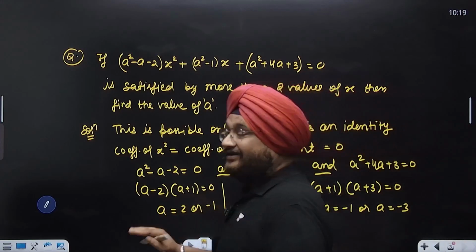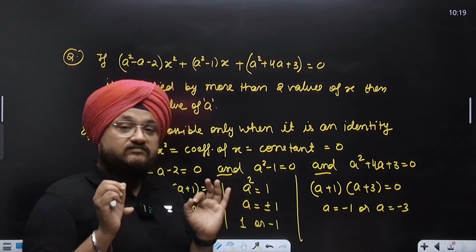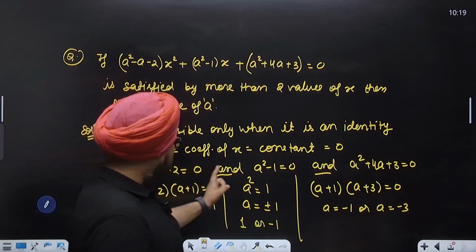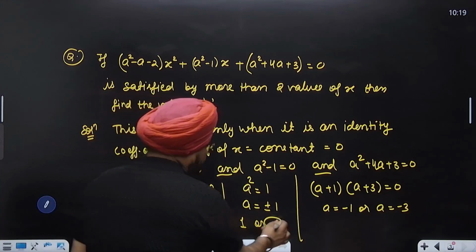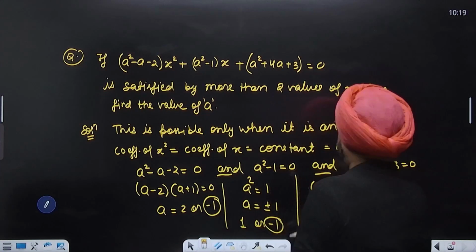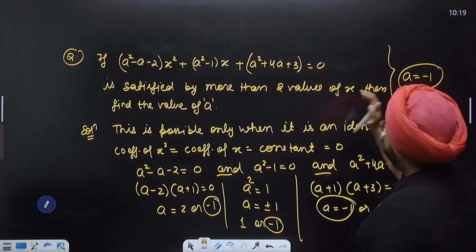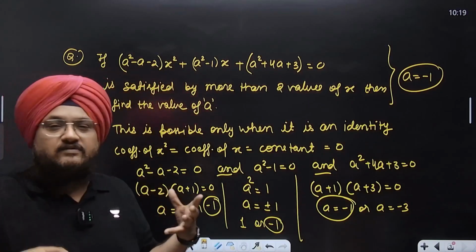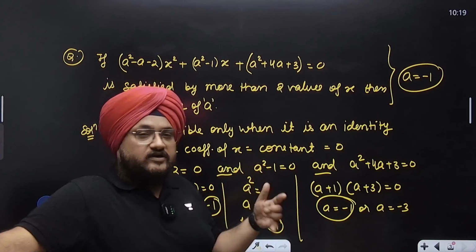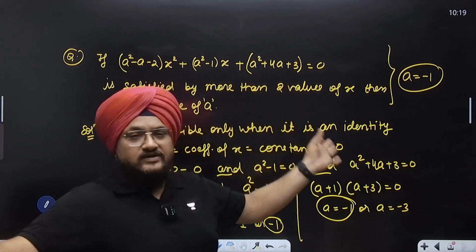So we are not here to take all the values of a which are satisfying this. We have to take the value of a which satisfy all the three conditions. So the common value is -1. So the answer of this question will be, for a equal to -1, all the terms will become 0 and this equation will become an identity which is satisfied by infinite values of x. Any value of x you can put, you will get the result 0 is equal to 0.